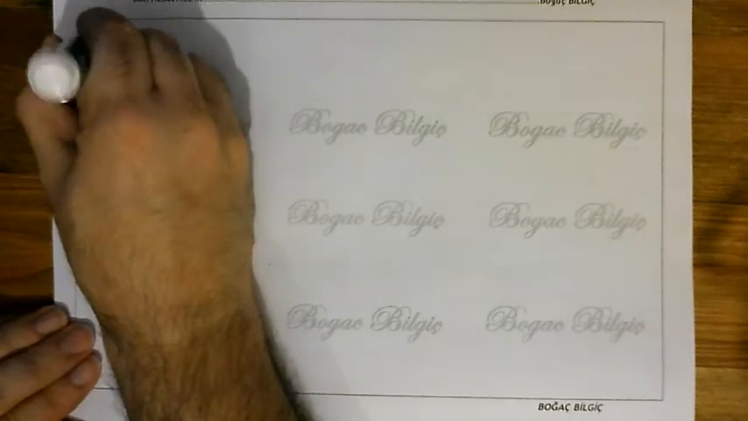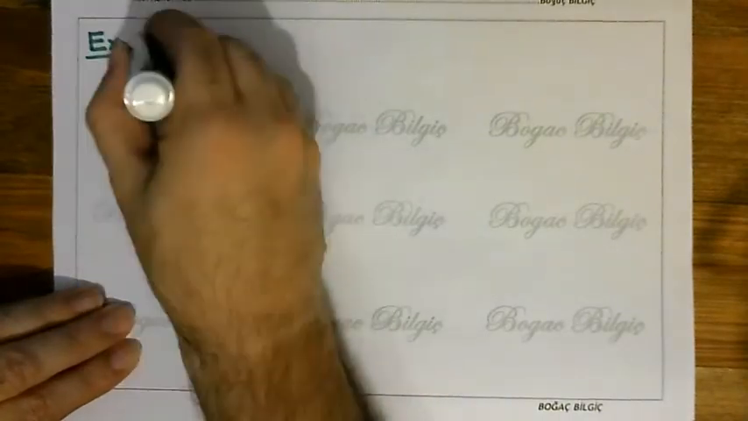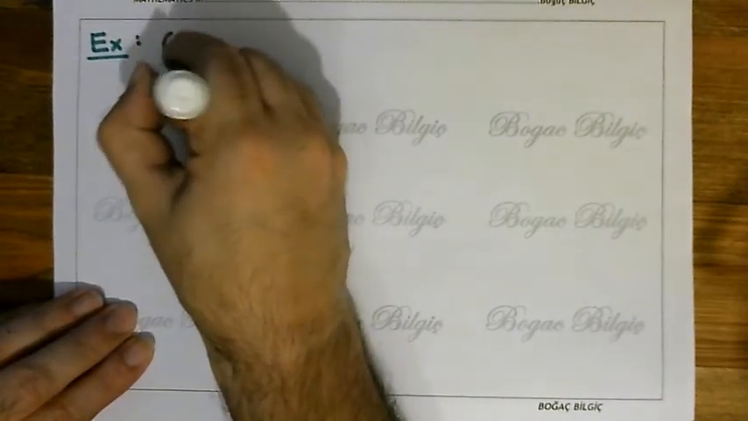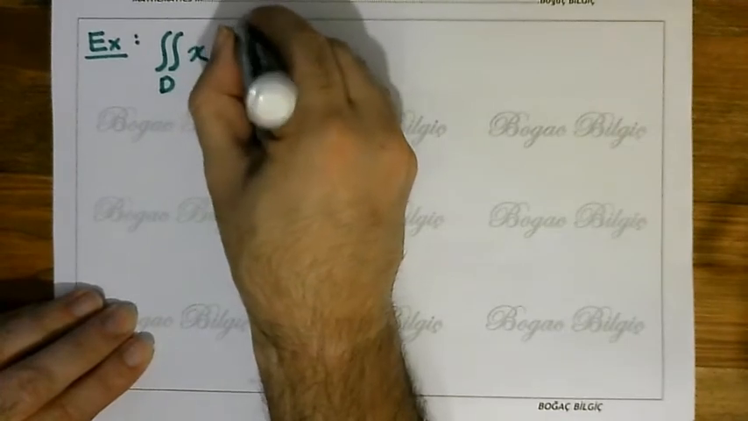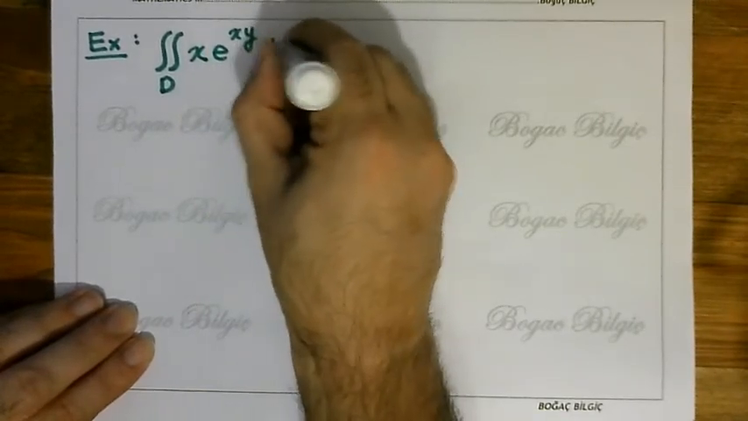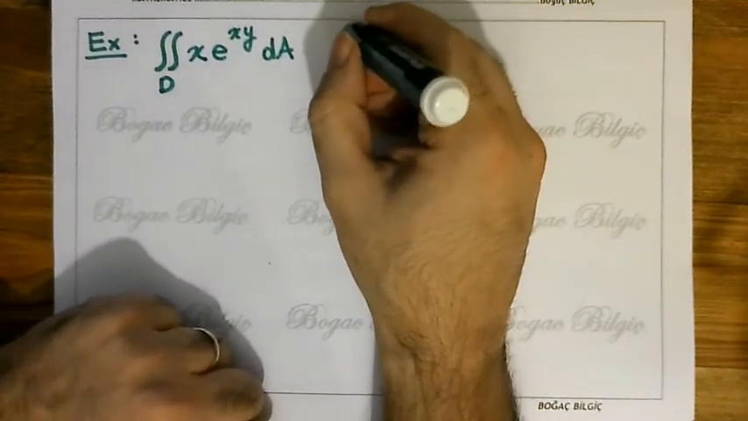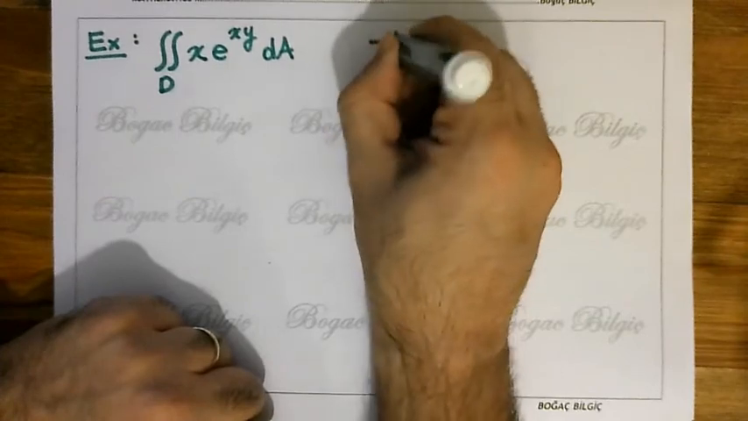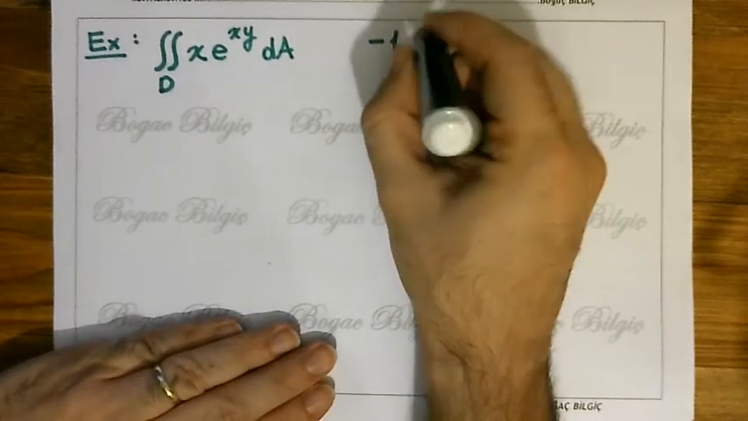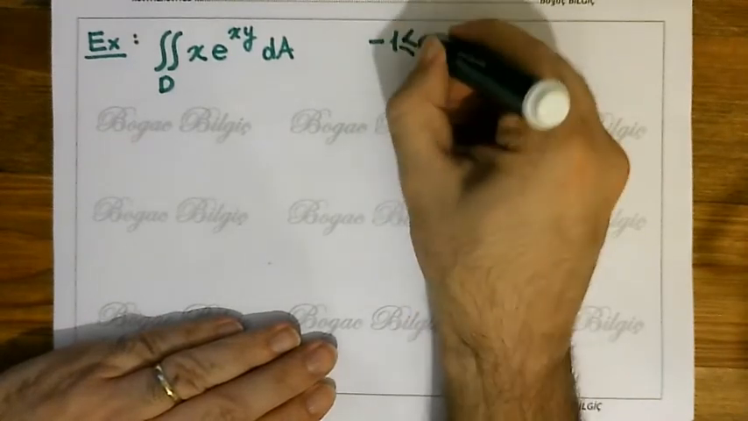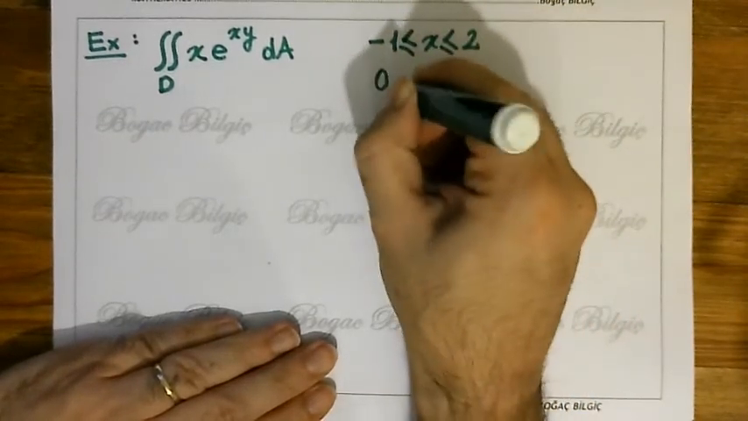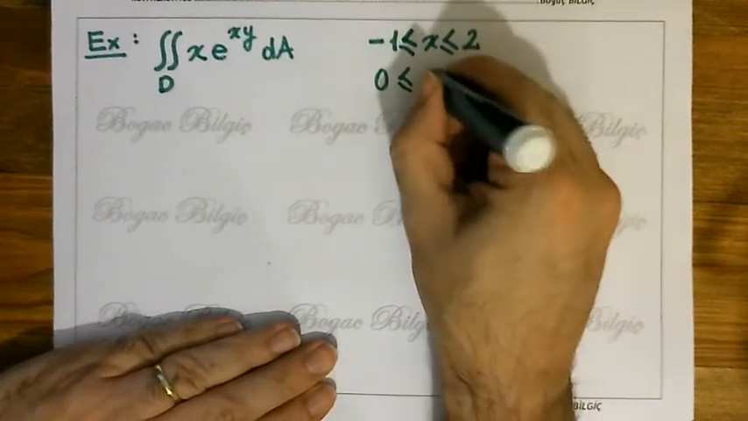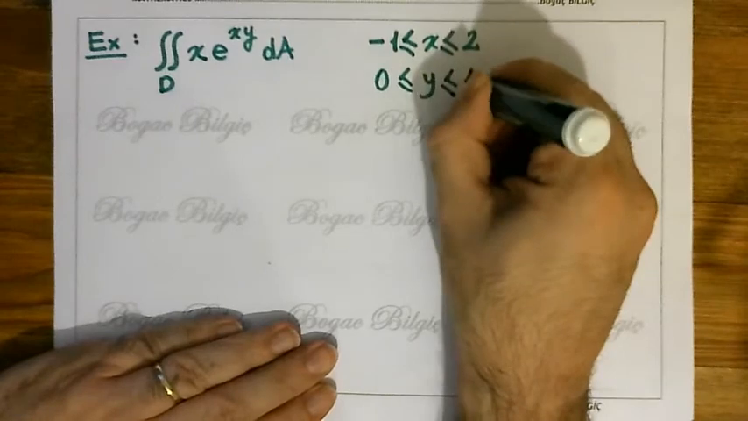Example: compute the double integral over D of x times exponential xy dA, where D is the region given by -1 is less than or equal to x is less than or equal to 2, and 0 is less than or equal to y is less than or equal to 1.